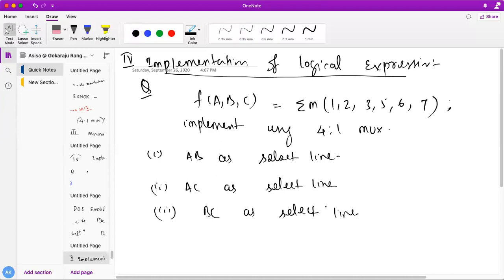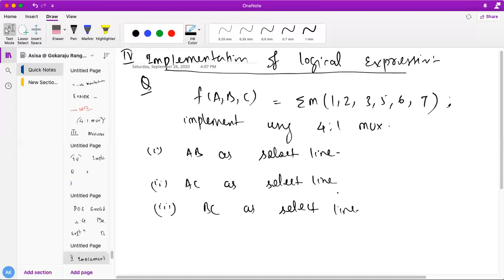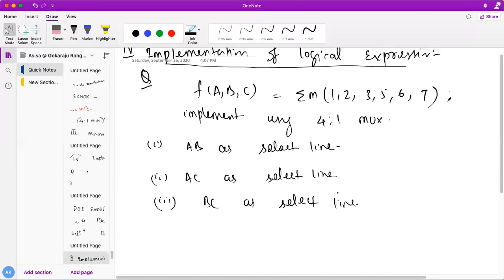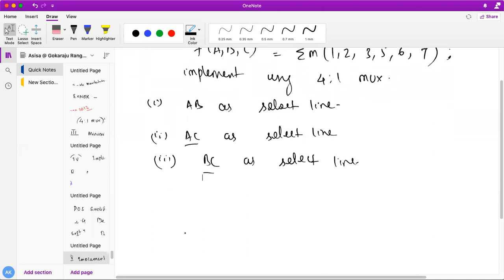What I have told you is that if the select lines are not specified, the 2 MSB bits will be taken as select lines and the remaining input variable is left out, whatever it may be, and the function of that variable is the input to the mux. But if the question defines its own select lines, let's say AC or BC, then what you have to do, I am going to explain.